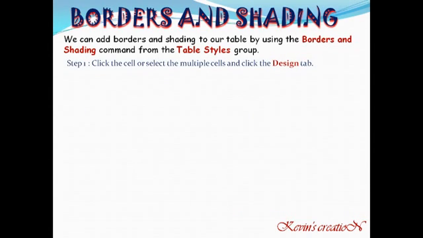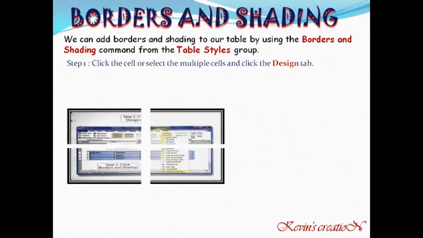Click the cell or select the multiple cells and click the design tab. Either you can select one cell or you can select many cells, and then you have to click the design tab. So here in the diagram you can see all the cells are selected, okay, and then we click this design tab, which is there.